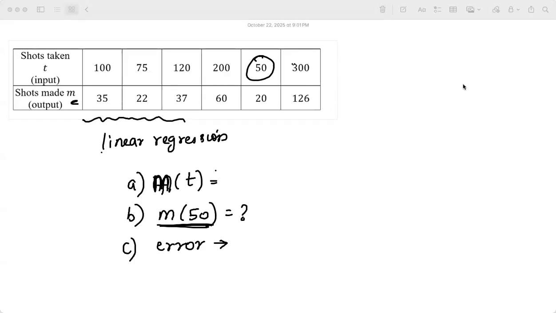So if the error is negative, the model is an underestimate. If the error is positive, see, error is basically predicted minus actual, right? So if the error is negative, it is an underestimate. If the error is positive, it's an overestimate, that's all.